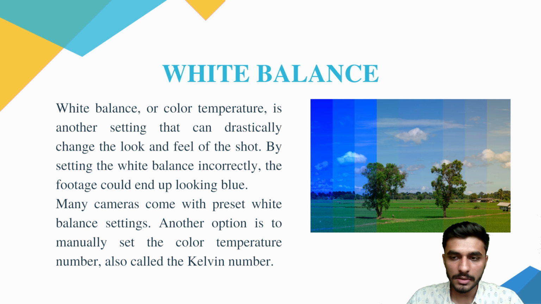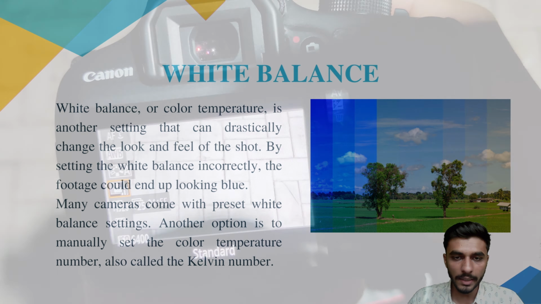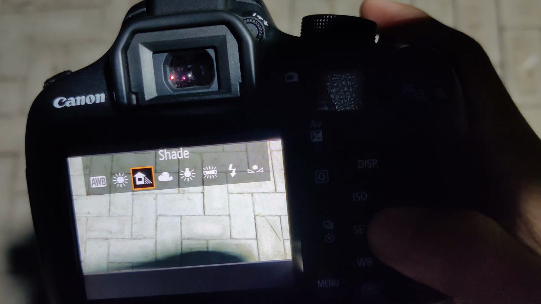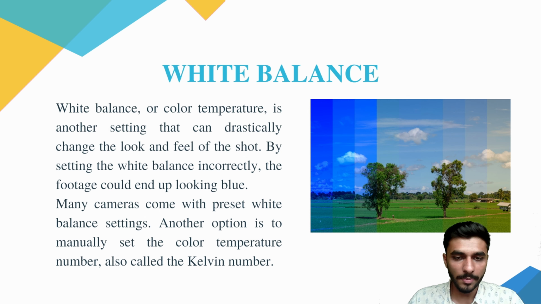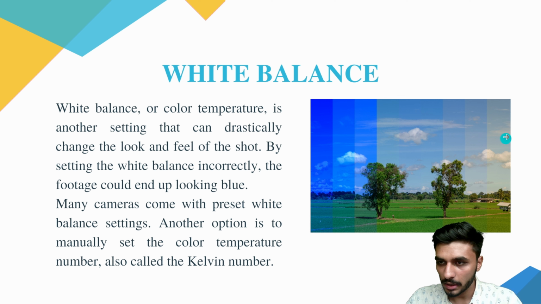The next setting is white balance. White balance is what we can call color temperature. It is another setting that can drastically change the look or feel of the shot. By setting the white balance incorrectly, the footage could end up looking blue. Many cameras come with preset white balance settings. Another option is to manually set the color temperature number, also called the Kelvin number. Here in the image, we can see different types of white balances, where the last one is blue and the first is what you can call daylight.